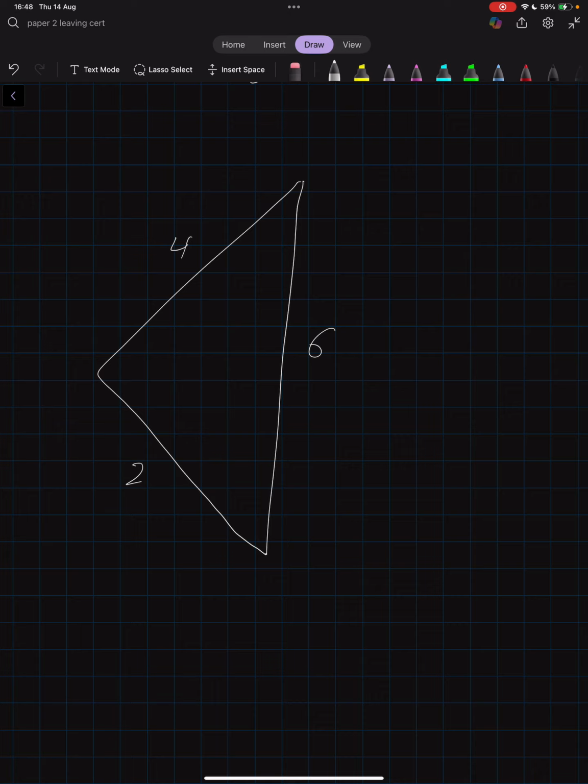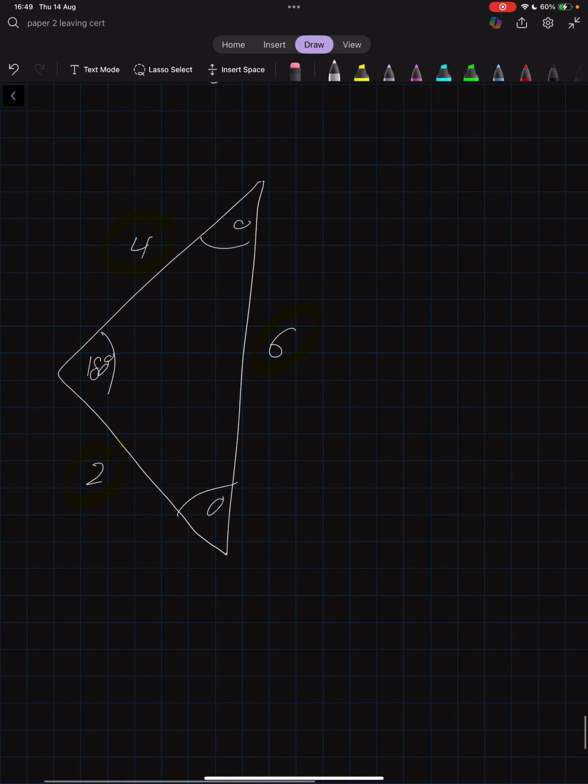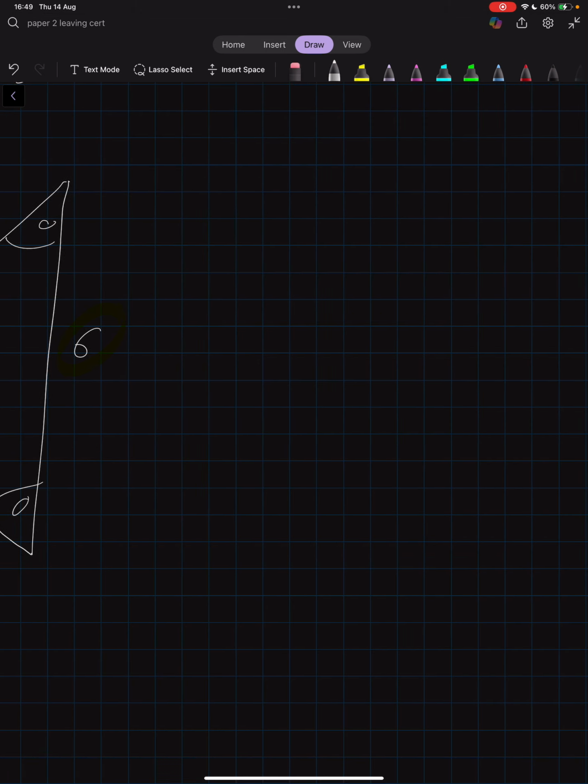The answer is no. Basically, these two lengths added together have to be bigger than 6. And they're not. Okay? So in this case, it would just be a straight line. This angle here would be 180. This angle would be 0 and this angle would be 0. So there actually isn't a triangle.